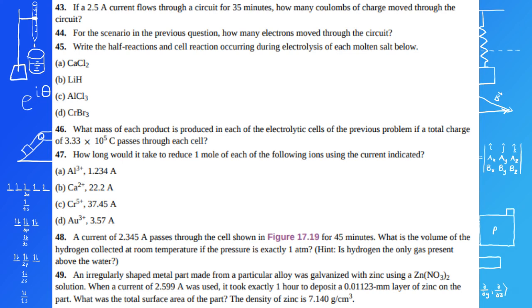46, is this a good one? What mass of each product is produced in each of the electrolytic cells of the previous problem if a total charge of 3.33 times 10 to the 5 coulombs passes through each cell? Okay, now we're talking. So let's do part B, lithium hydride. And let's just calculate the mass of lithium that's produced.